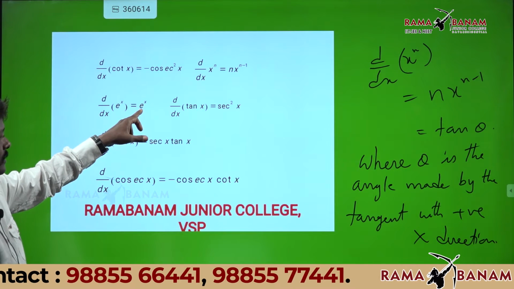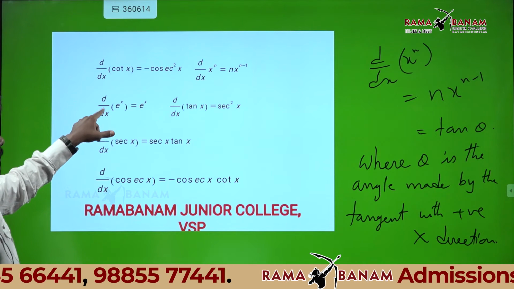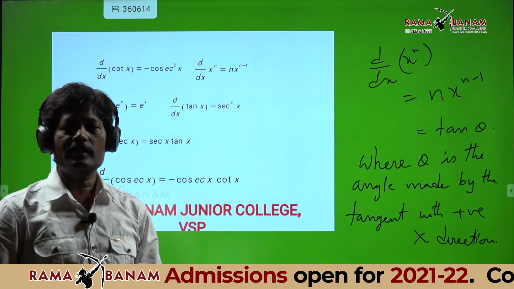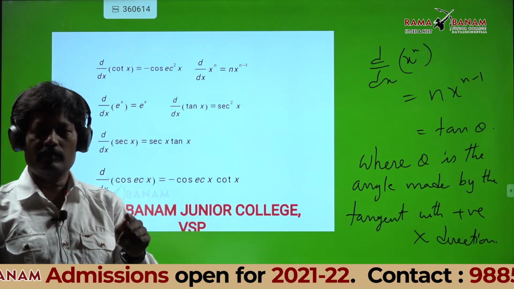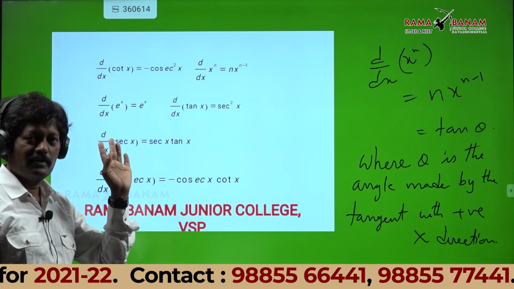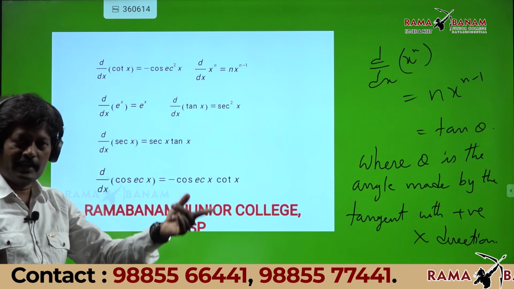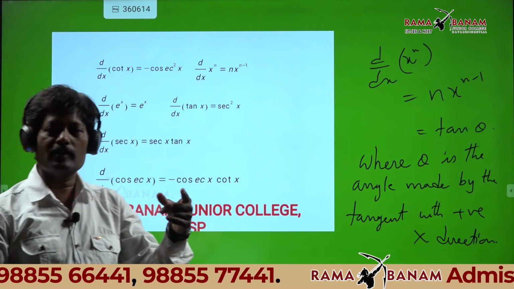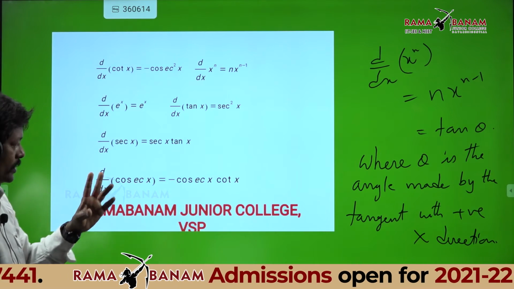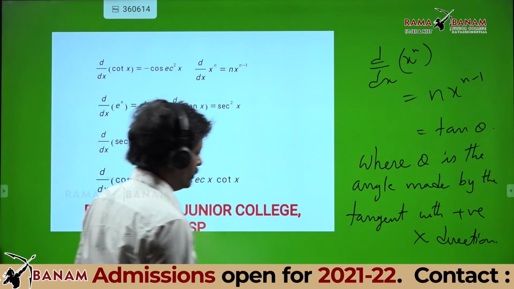Similarly, e power x. d by dx of e power x equals e power x. When a tangent is drawn on the e power x curve, the slope of the tangent is e power x, and that is equal to tan theta, where theta is the angle made by the tangent with the positive x direction. Very good.